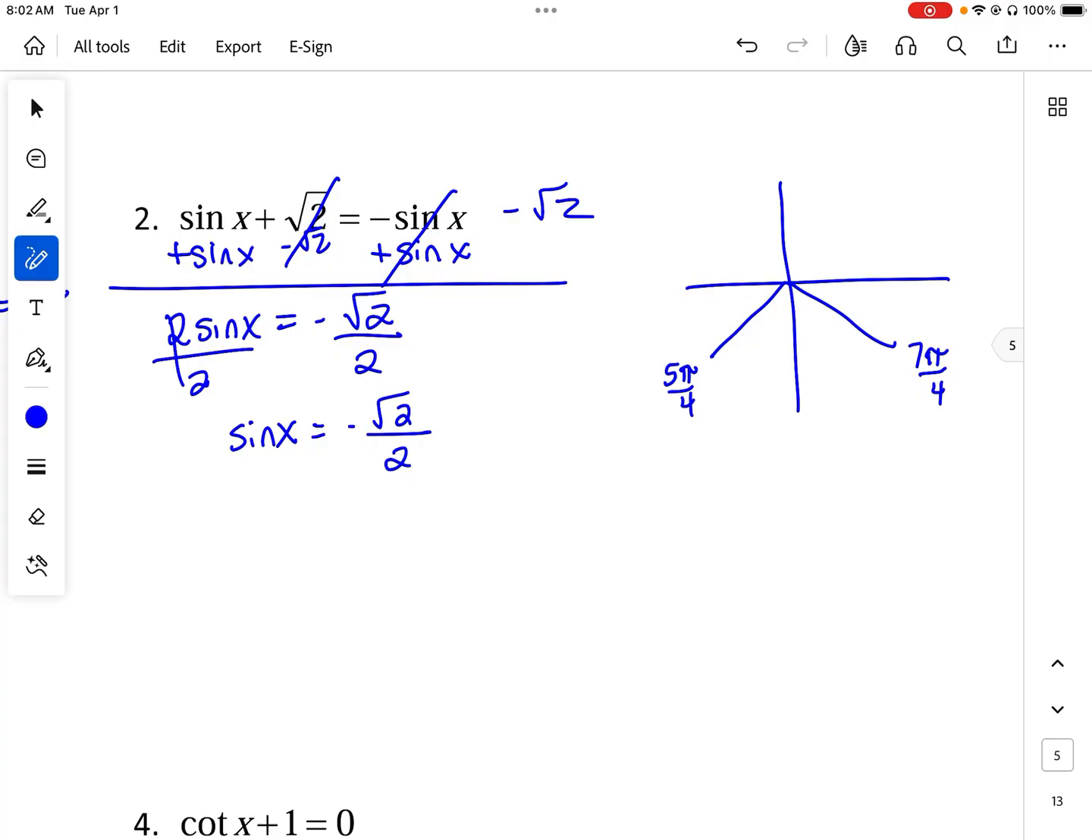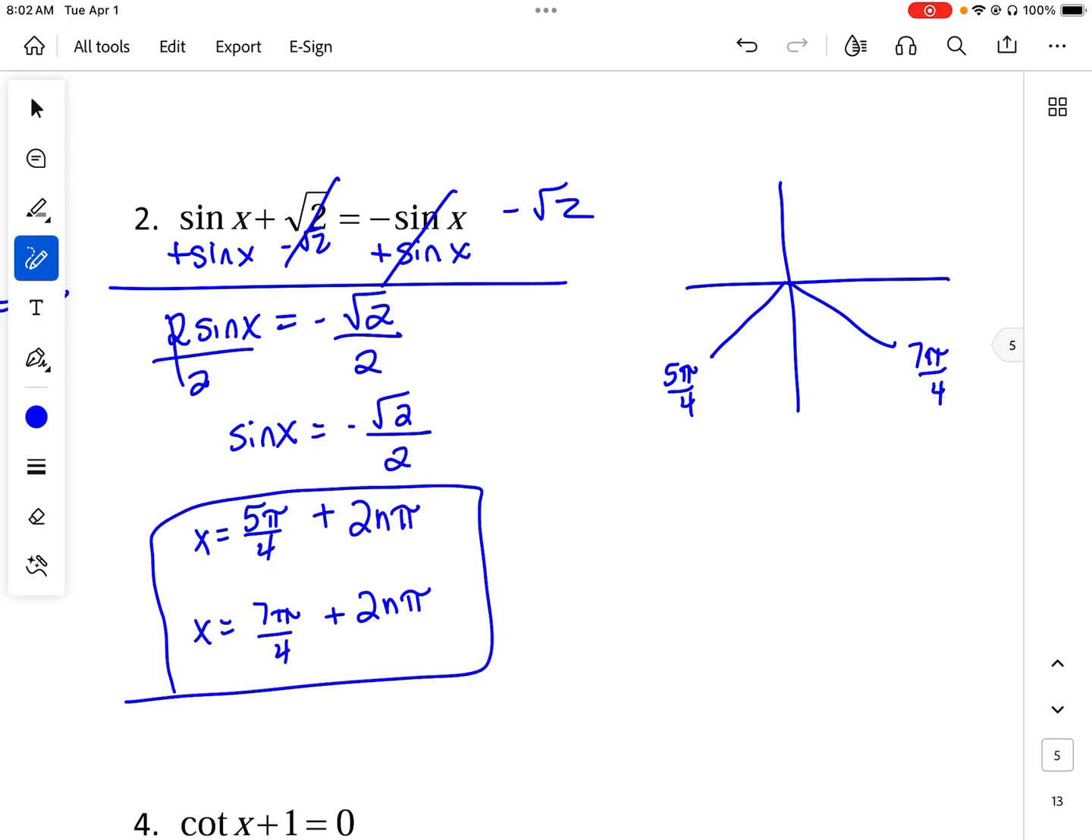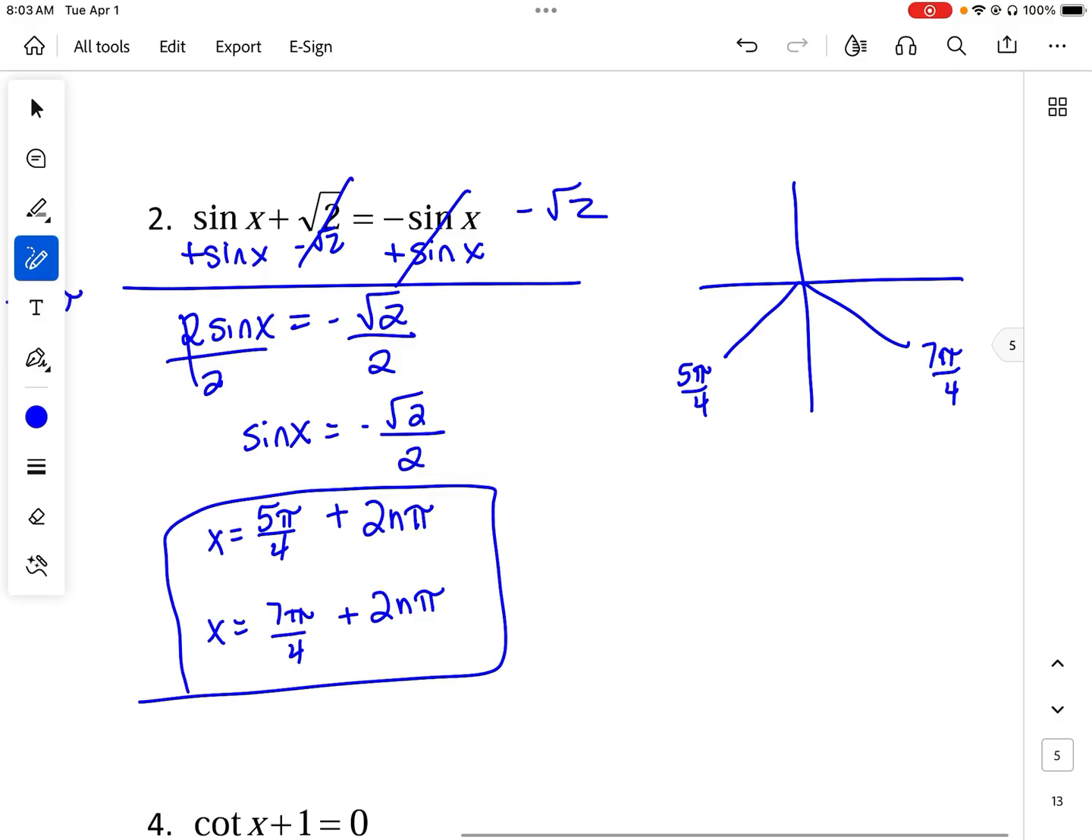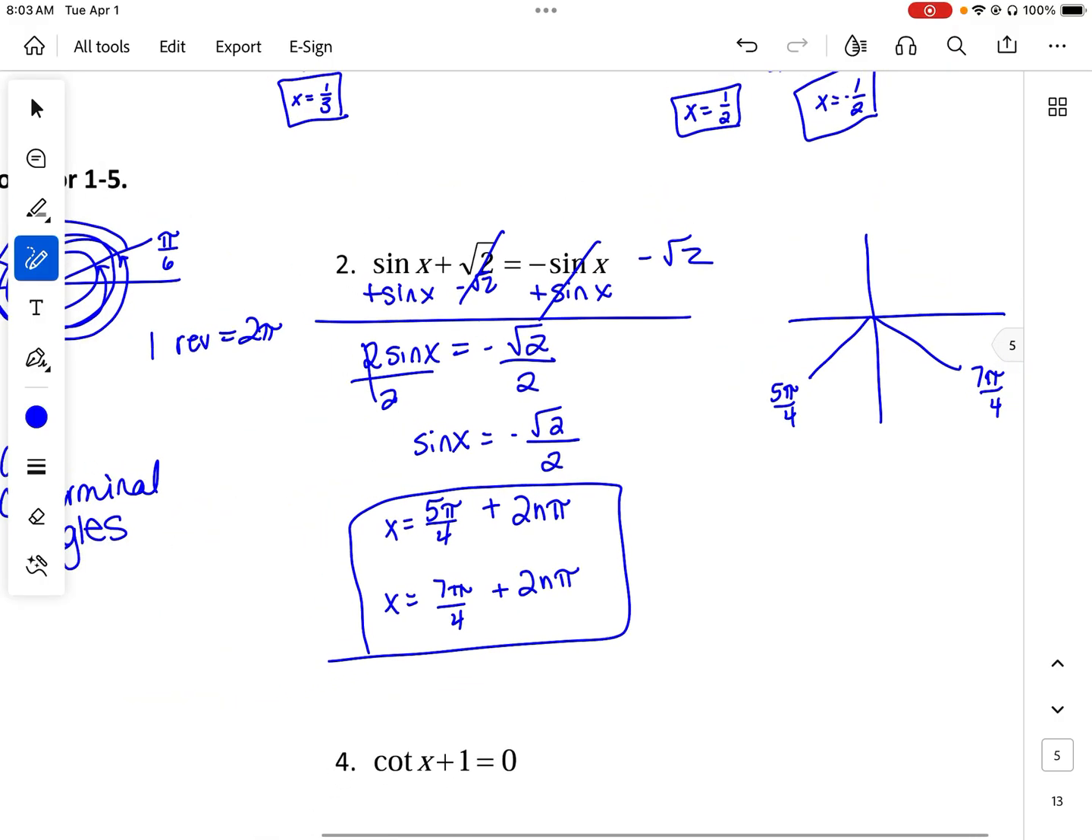The y value is negative square root of 2 over 2. So that means x equals 5 pi over 4 and x equals 7 pi over 4. Okay, so we also need to account for all those coterminals. So we're going to go one revolution, or infinity revolutions, really, whatever n is. So this will be our solution. So this accounts for all coterminal angles.